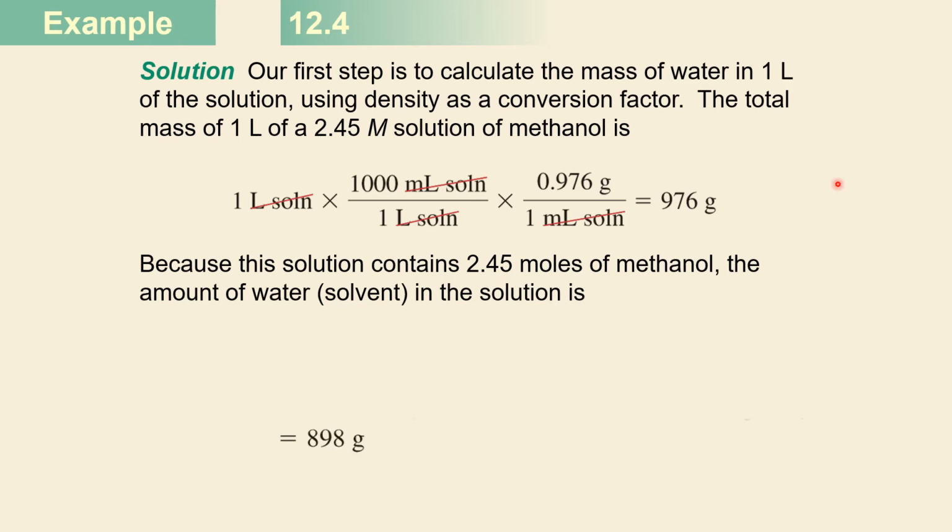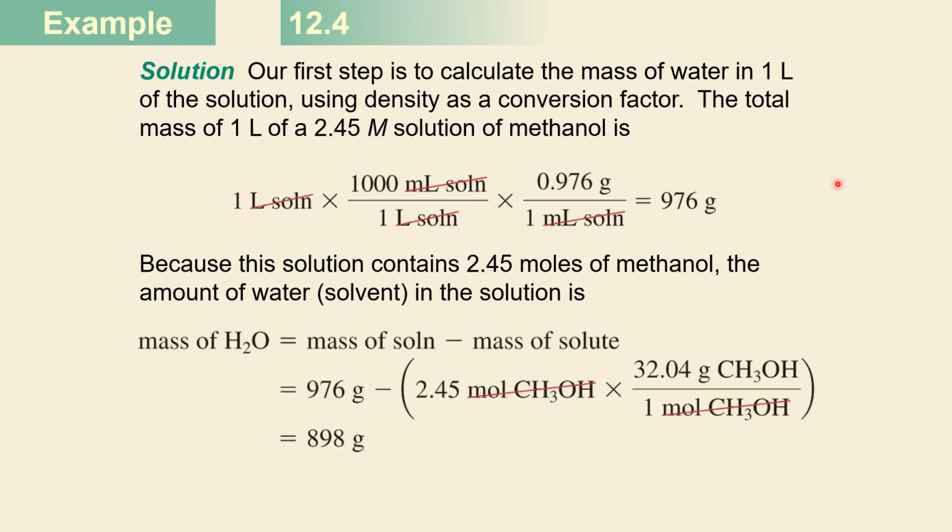Let's take a look how we would do that. We take the 976 grams, our mass of solution. We figure out the mass of the solute by converting moles of methanol into grams, and we subtract those grams from the mass of the solution, we get 898 grams of, guess what? Solvent. The mass of water is our solvent. So now we're in good shape.